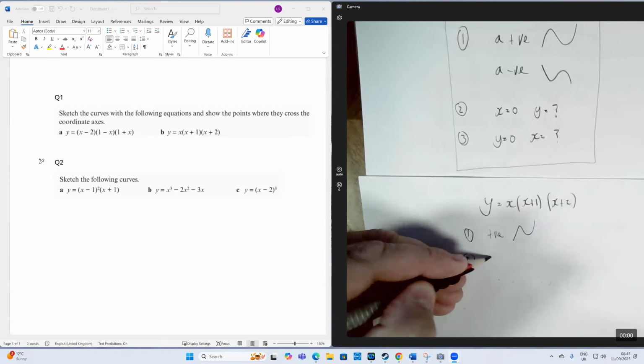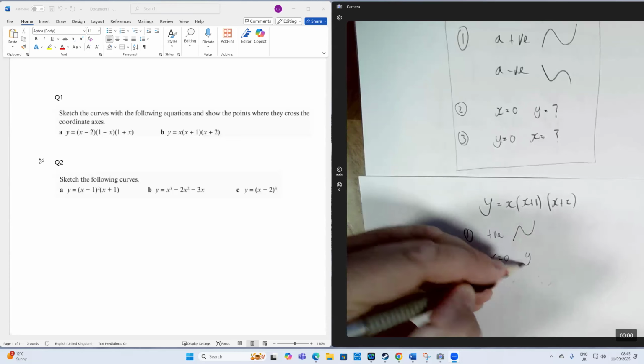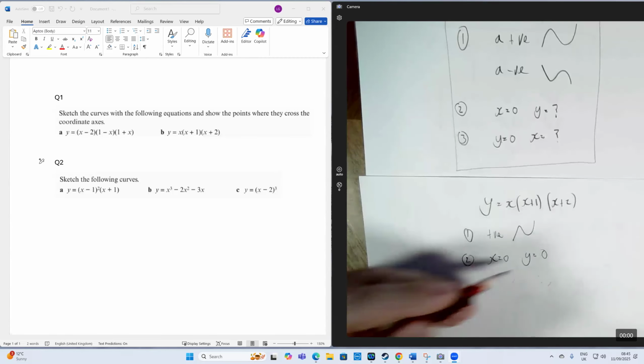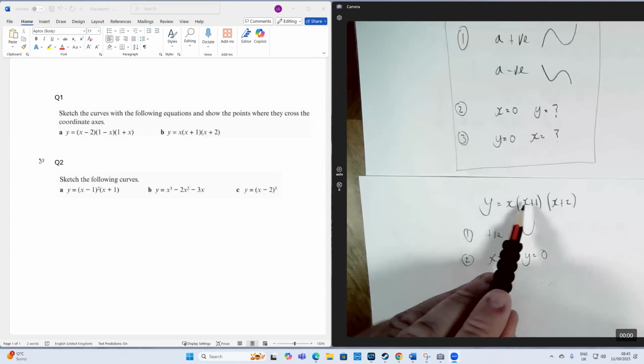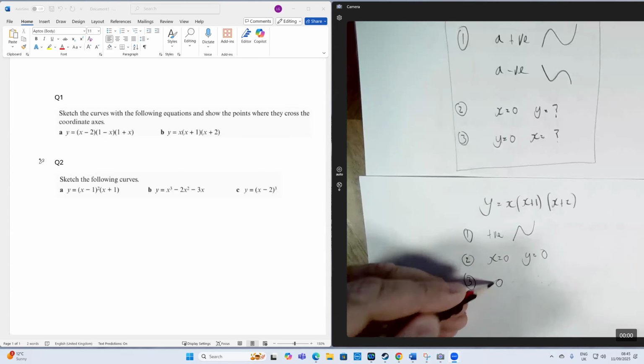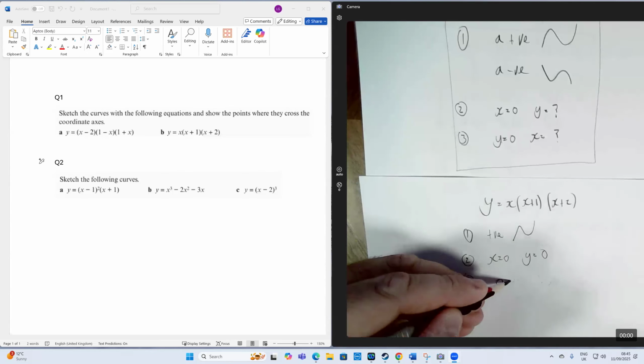Question 2, when x is equal to 0, what is y going to be? Well, when x is 0, y is going to be 0 because it goes through the origin. Nothing times something is nothing. And then finally, when y is equal to 0, what is the x going to equal?